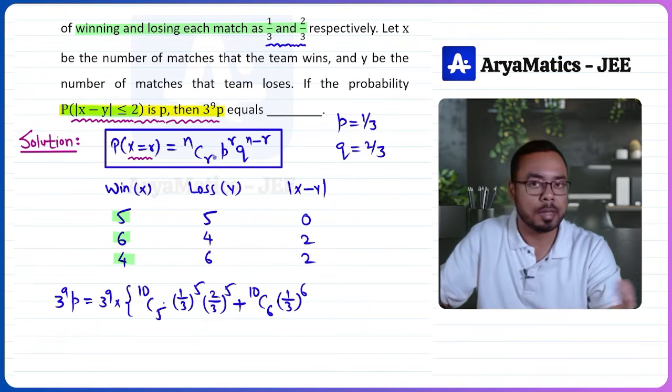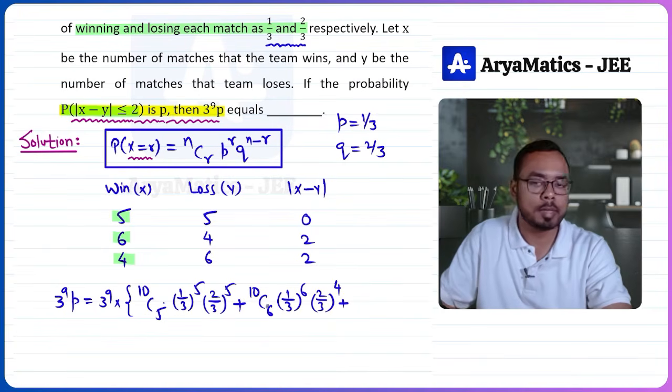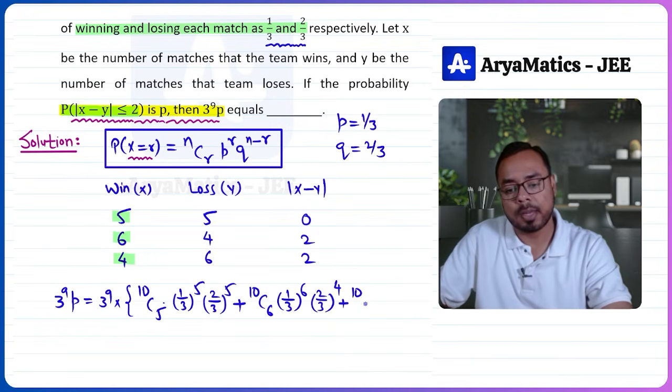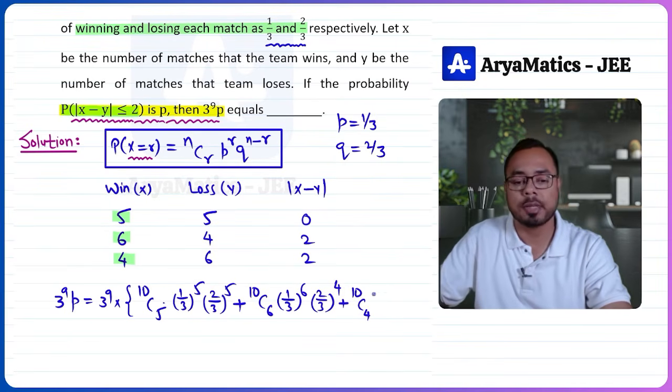P raised to R and then Q raised to n minus R. So 2 by 3, this raised to 4. This is the probability of winning any 6 matches. And finally, the last case is 10C4. This is the probability of winning any 4 matches. So 10C4, 1 by 3 raised to 4, and then we have 2 by 3, this raised to 6.